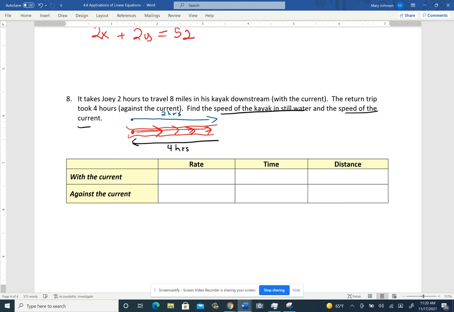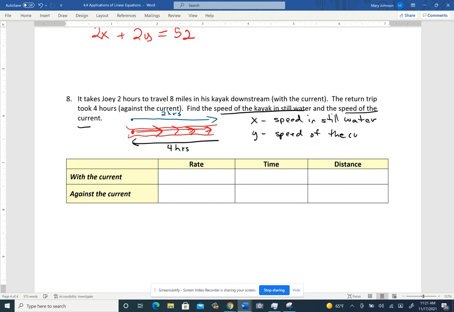All right. So our job is to find the speed of the kayak in still water and the speed of the current. So I'm going to let X be the speed in still water, how fast you could go if there were no current. So that's you paddling, just based on how fast you can paddle. And then Y is going to be the speed of the current.